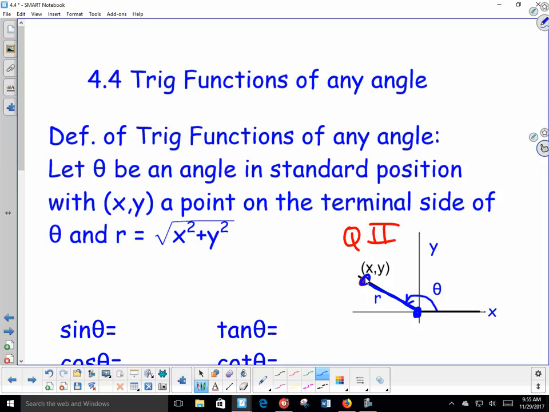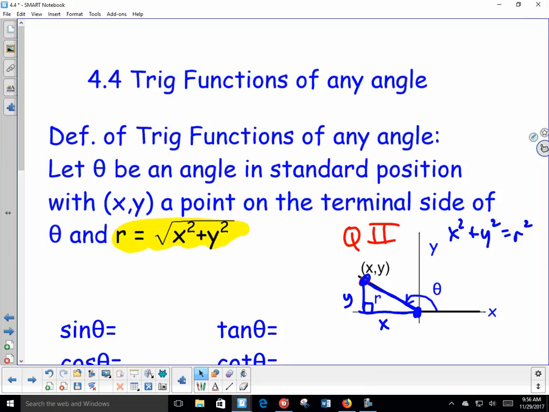So how would we find that length? Well, we could use the Pythagorean theorem that you already know. This is our x, this is our y, and so x squared plus y squared has to equal r squared. If we solve for r, we're taking the square root of both sides, and that's how we get this formula for r. So when we draw these angles, there's going to be an x, a y, and an r, and we need all three of those to help us get the 6 trig functions.